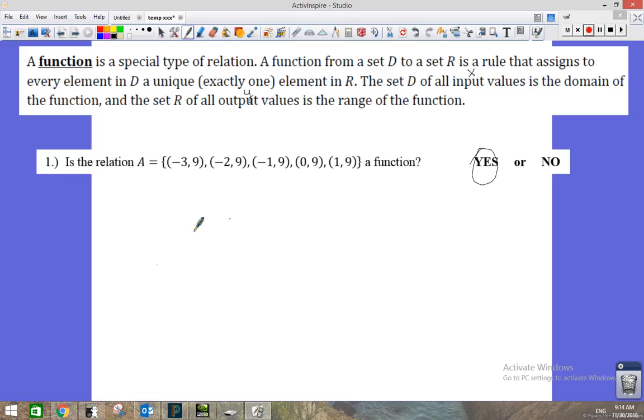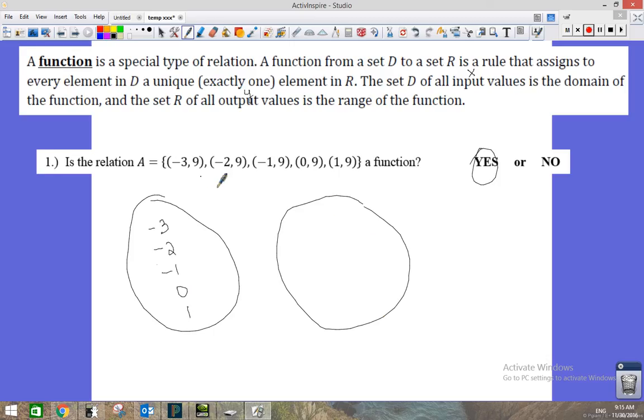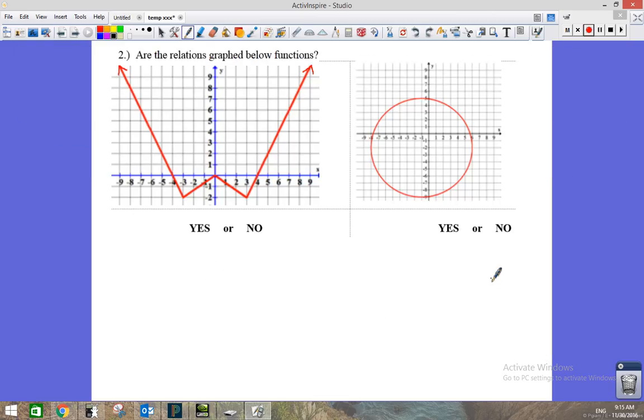Now, if this list is long, I would probably take the time to do a mapping. I would write the domain, all of the x's, in one container, and all of the y values in another, and I don't have to repeat values. So all of the range is 9. So negative 3 is related to 9, negative 2 is related to 9. So I don't have any repeats, any values of x that are related to more than one y value. It's related to exactly one y value. So that relation is a function.